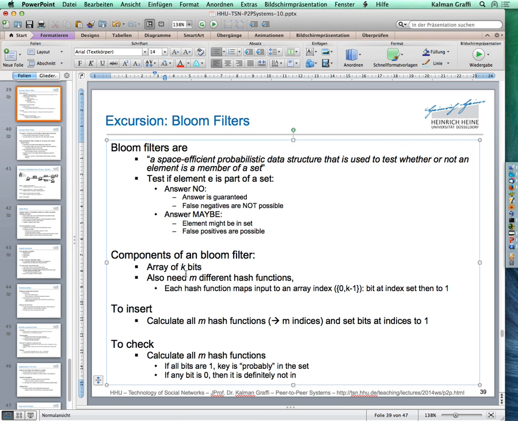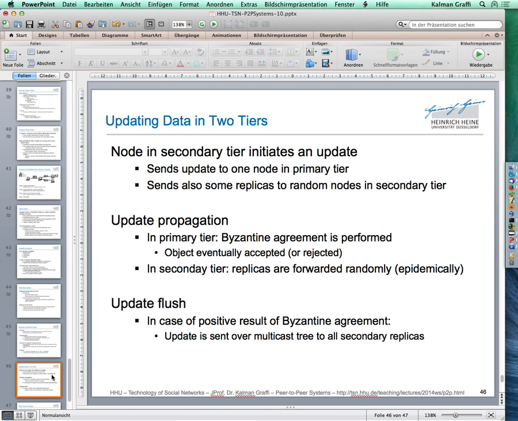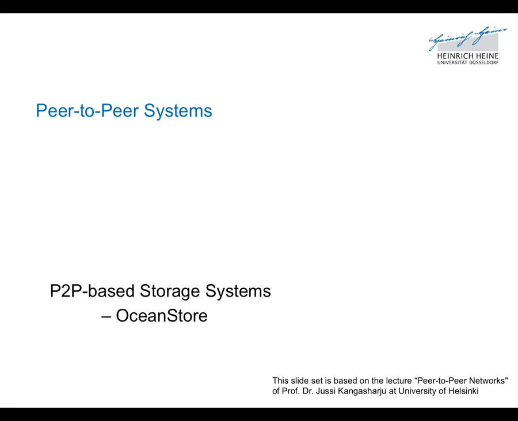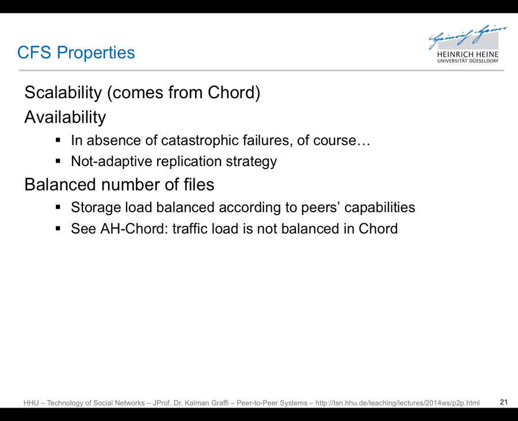So the takeaway message for today: we had a look at these three types of network storage of the peer-to-peer based storage systems. The one was the collaborative file system, which used static blocks to store the data.